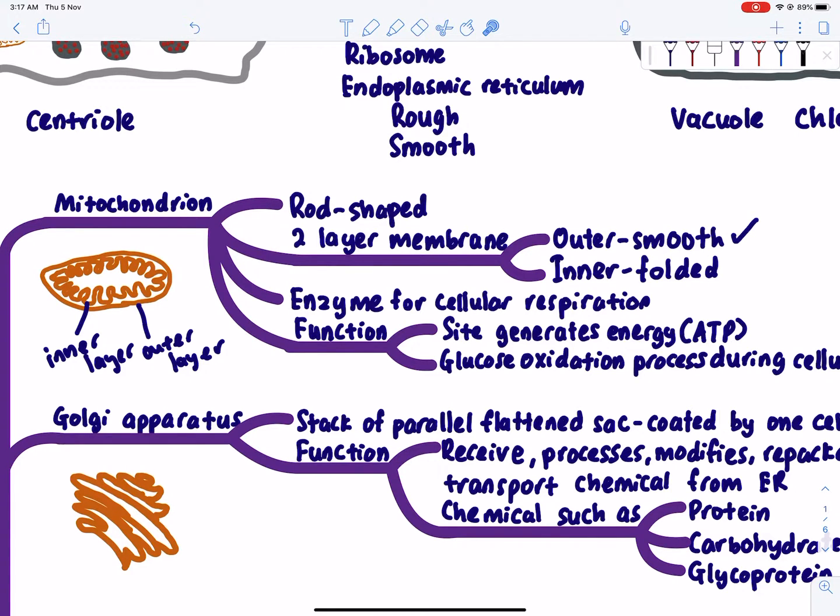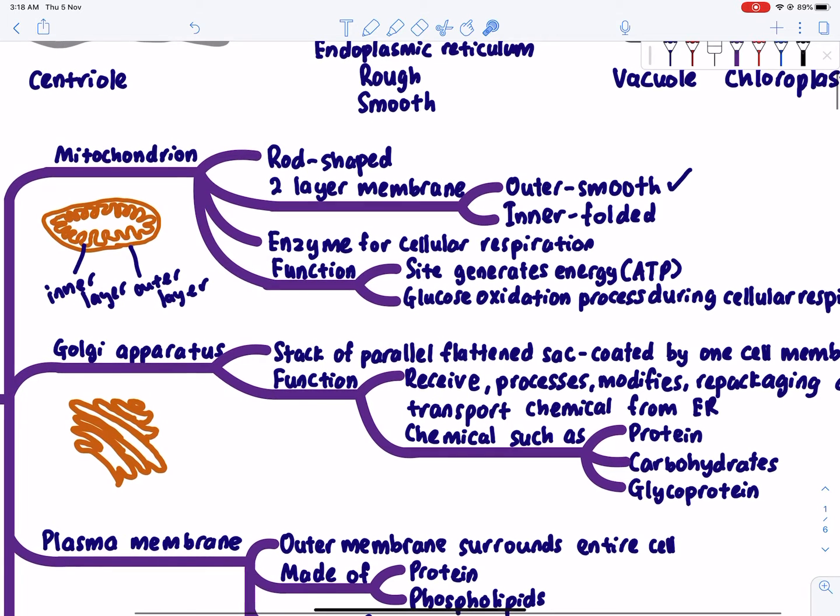For the function, the mitochondria have enzymes for cellular respiration. They are involved in cellular respiration. There are many enzymes, but you are not learning at this level what type of enzyme or the specific names of those enzymes. And then what is the function of the mitochondria? The mitochondria is the site to generate energy, which we call ATP, Adenosine Triphosphate.